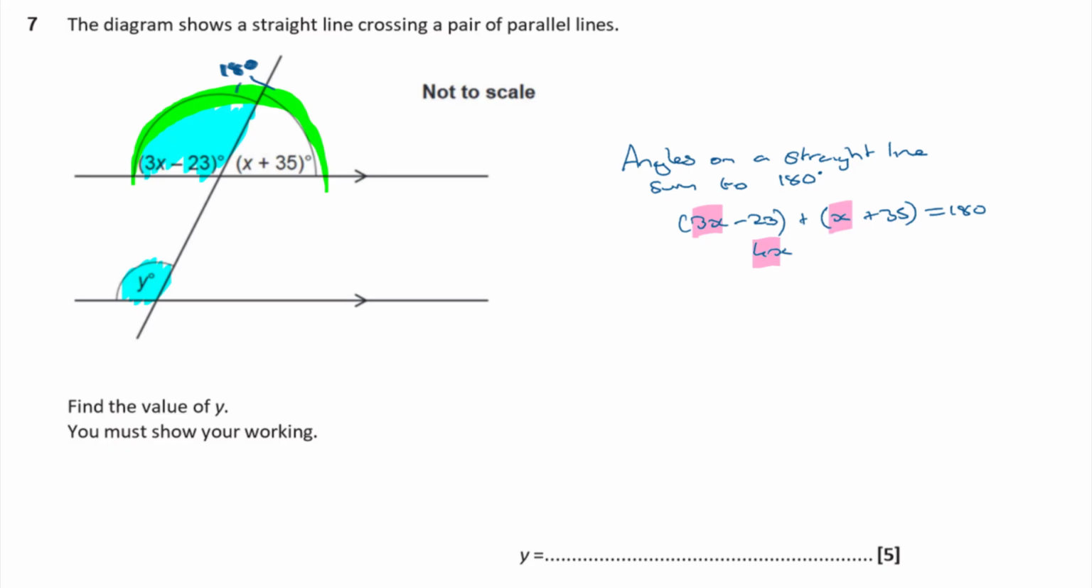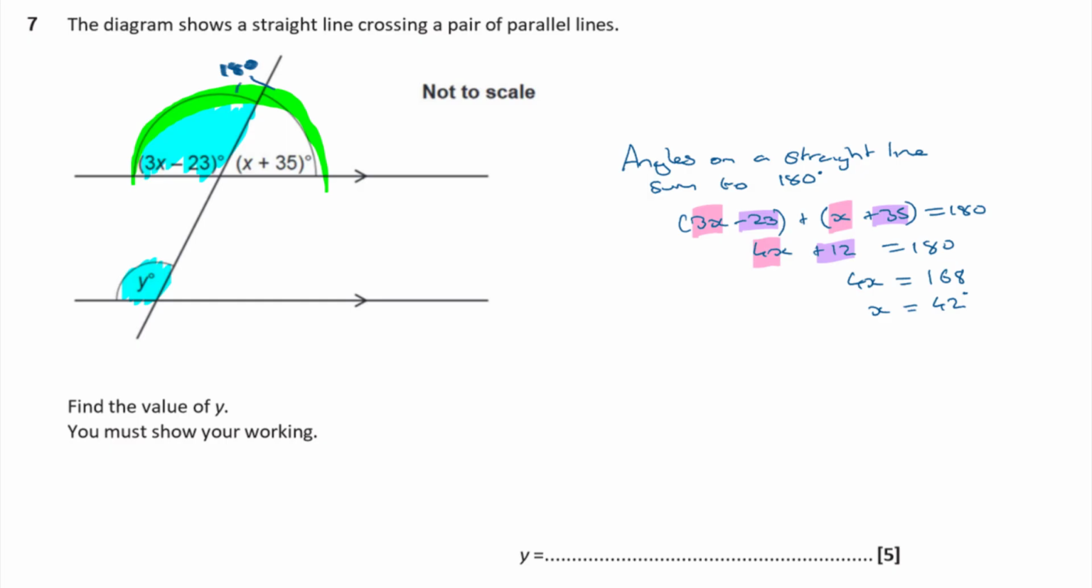And I've got some numbers as well. I've got minus 23 and plus 35. Between them, 35 take away 23, they've got a difference of 12. So those two add up to 12. And I know that they have to be equal to 180. So subtracting 12 from both sides, I get 4x is equal to 168. Then dividing through by 4, 4 into 168 is 42. That means that x must be 42 degrees.